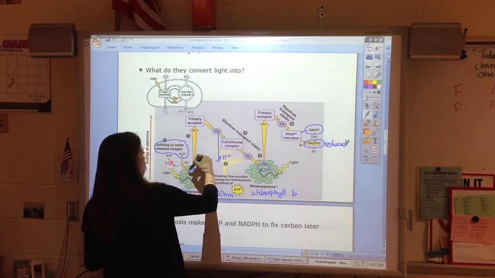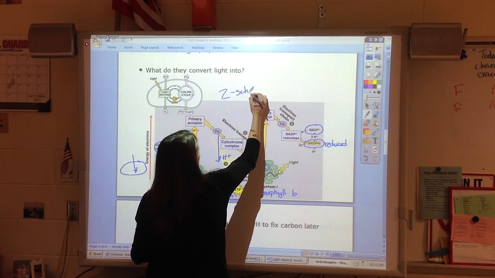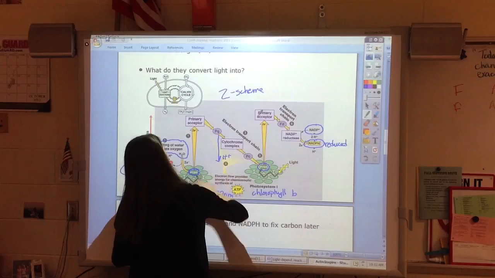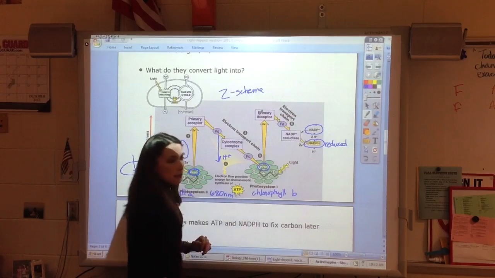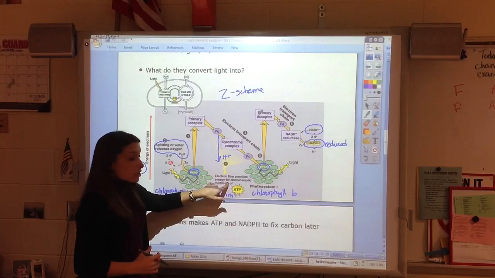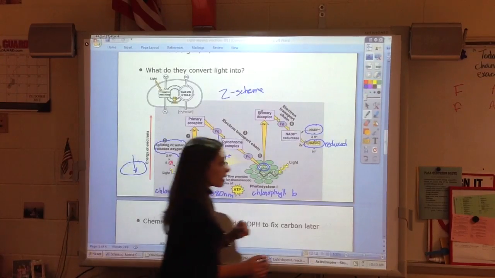And this is actually called the Z scheme, because we excite, we use the energy, and we excite again, so you can kind of see that Z shape. And what we've done, of course, is create a gradient so that we can do chemiosmosis. We'll actually make ATP again.